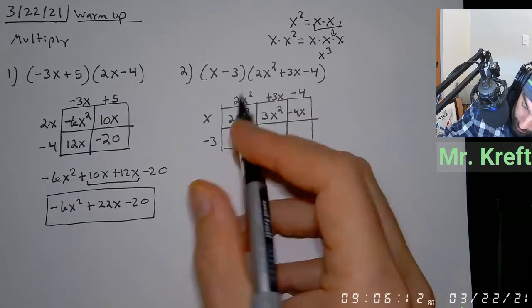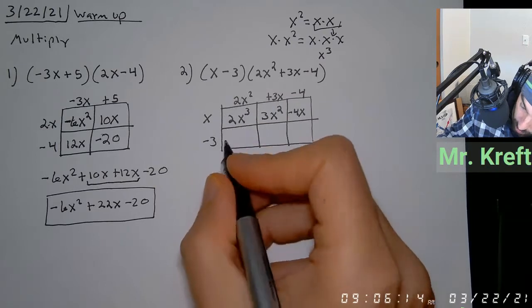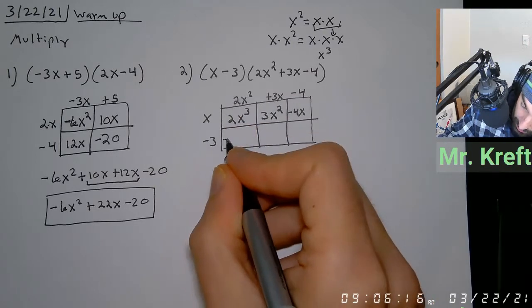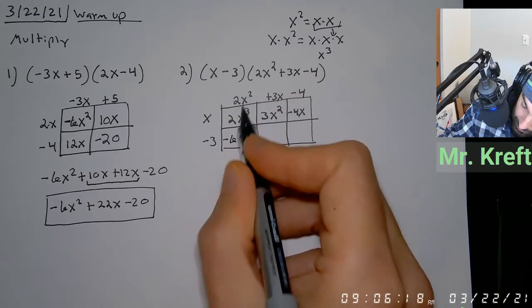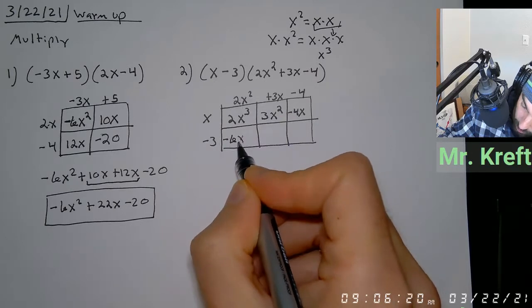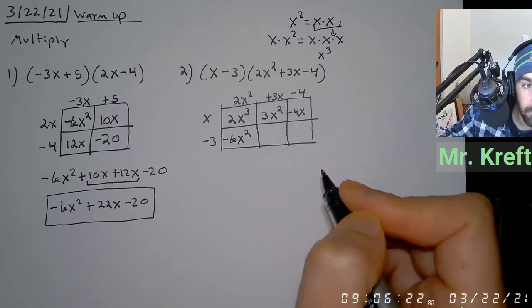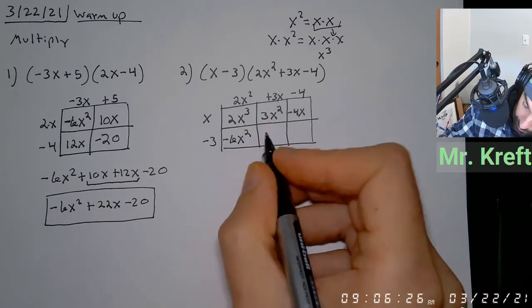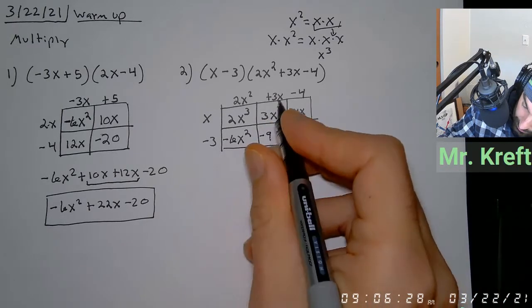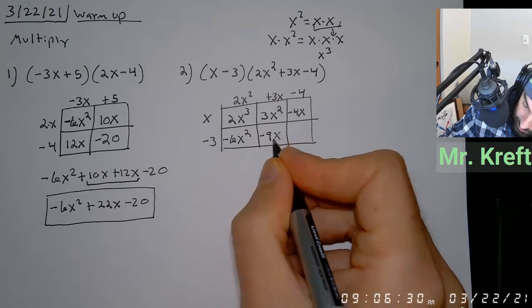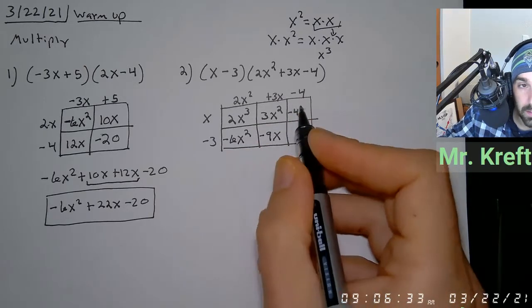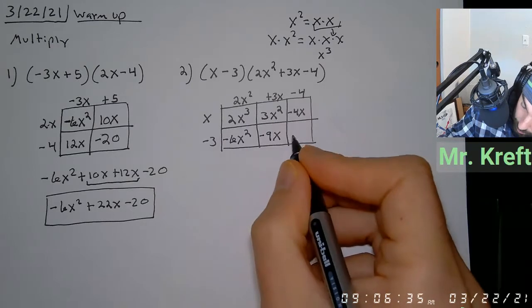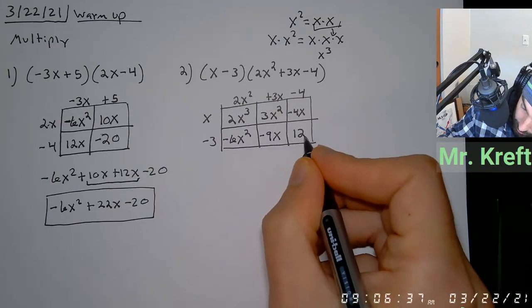And then I'm going to do this bottom row now. So now it's negative 3 times 2. Well, negative 3 times 2 is negative 6. And then that x squared, there's no x here, so that x squared just stays the same. Okay. And then I have 3 times negative 3, that's negative 9. And then there's no x here, so that x just stays. And then I have negative 4 times negative 3, so that's going to be a positive 12.